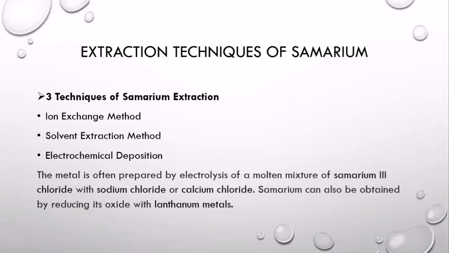As we have discussed earlier, samarium is not a pure metal. It is extracted from other elements. So there are 3 methods of samarium extraction. The first one is the ion exchange method. The second one is the solvent extraction method. And the third one is electrochemical deposition. We can obtain samarium by the reduction of its oxides by lanthanum metals.